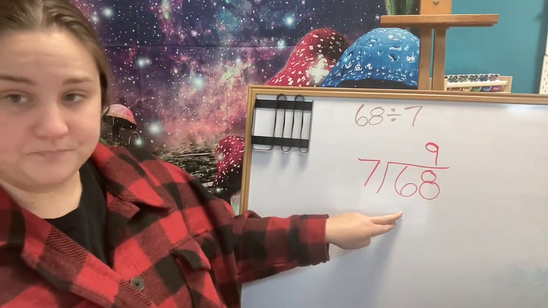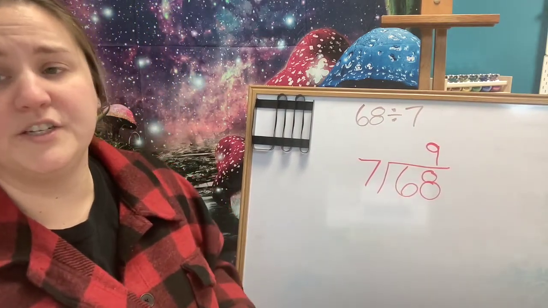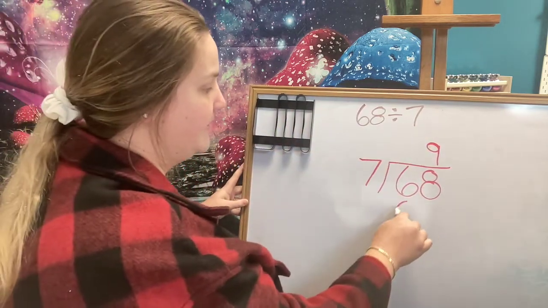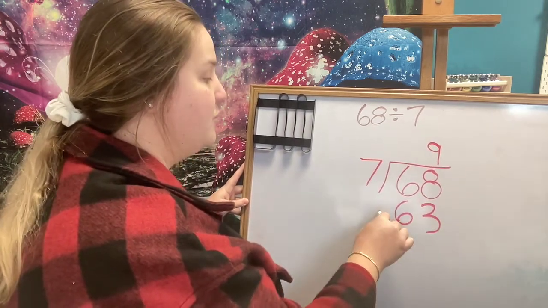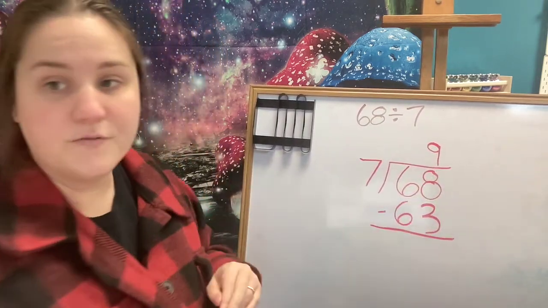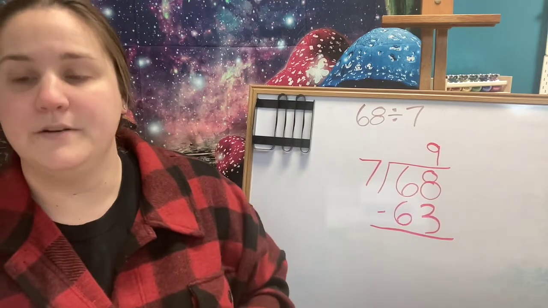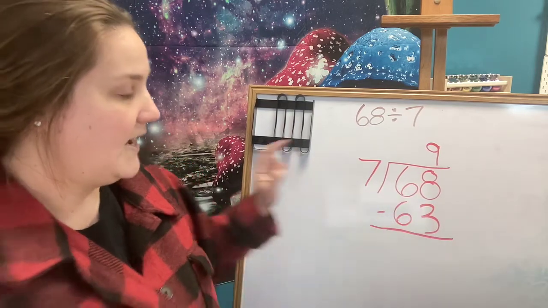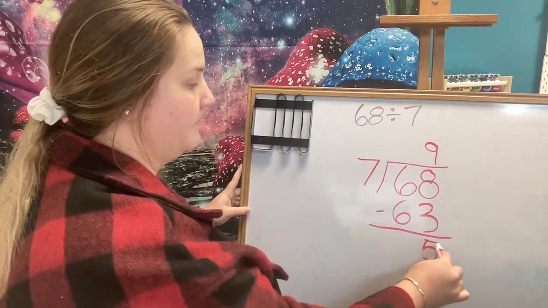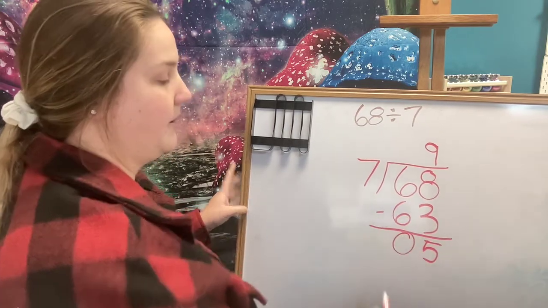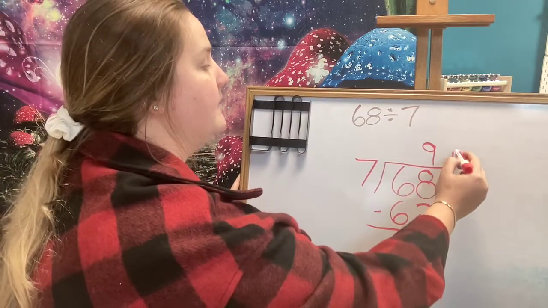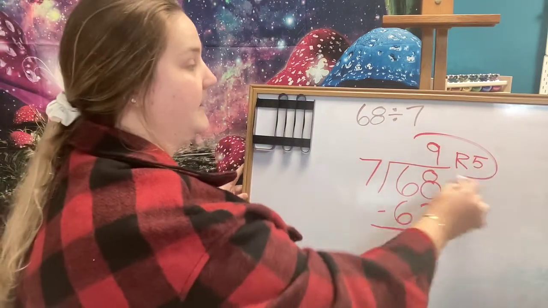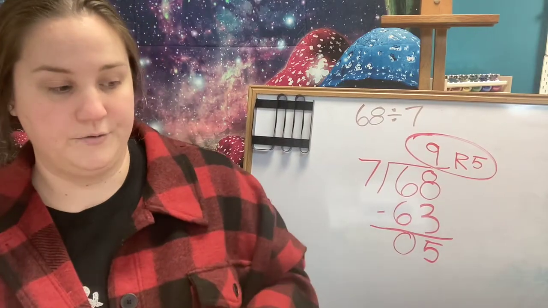And then below your original number, you're going to put the total of that multiplication fact. So 7 times 9 equals 63. So that goes right here. And you want to subtract these two numbers from each other to figure out what your remainder is. Okay? So 8 minus 3, 8, 7, 6, 5. And then 6 and 6 is 0. So we are left with a remainder of 5. So our answer here is 9 with a remainder of 5.